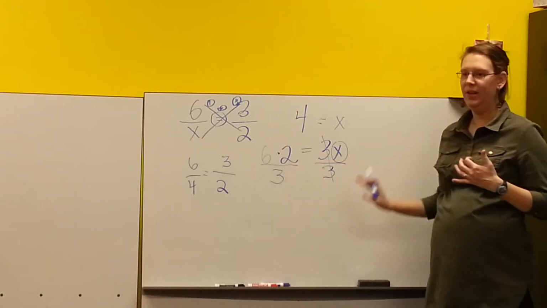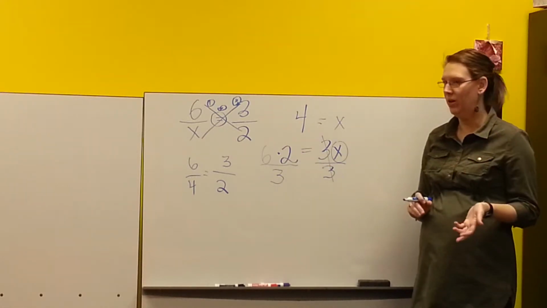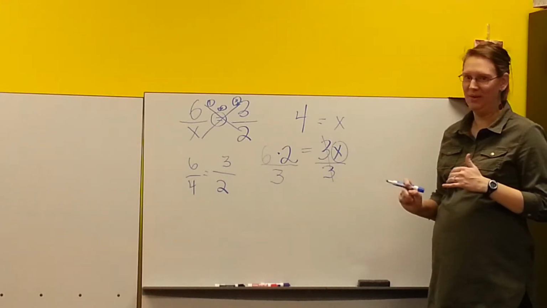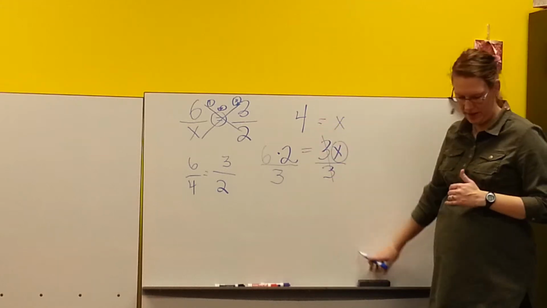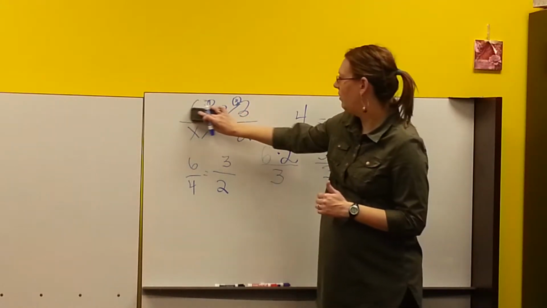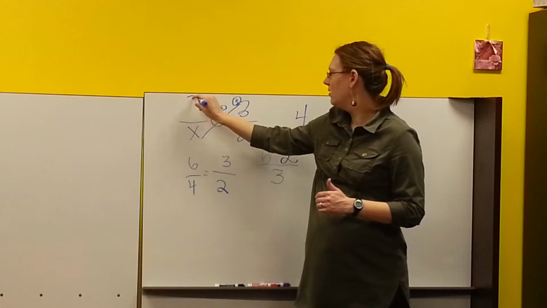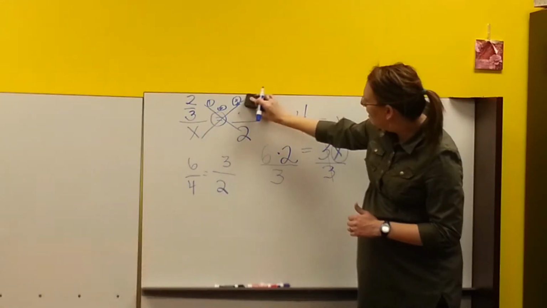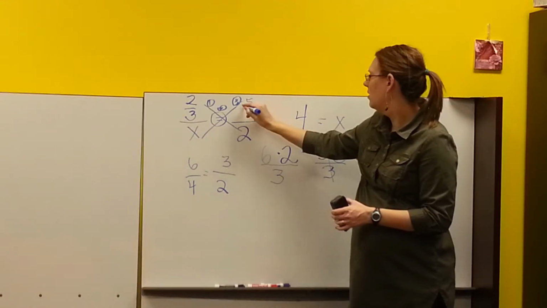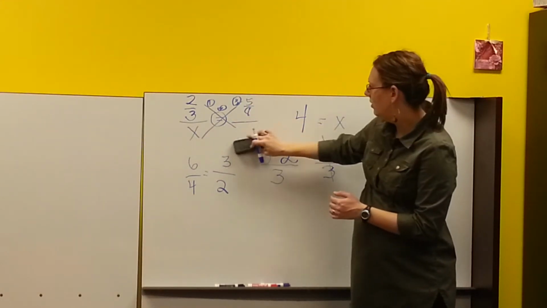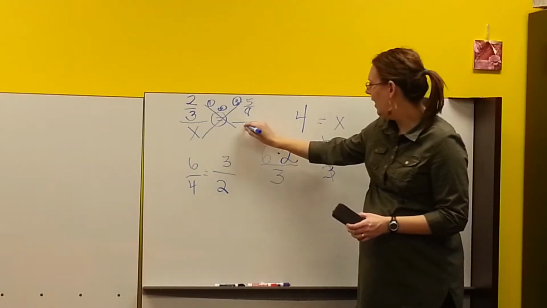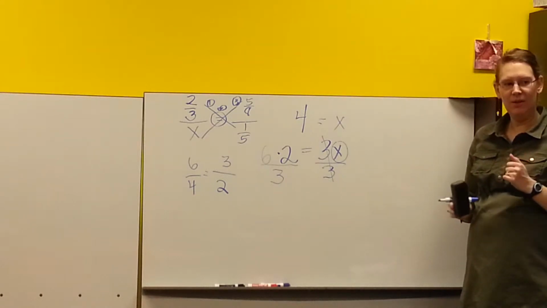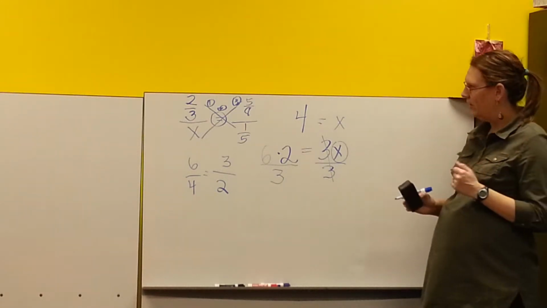Now, you guys are clear on cross multiplication with plain old numbers. But now we're going to sneak those fractions in and work with those guys. All right? So instead of this 6 up here, we're going to replace it with a 2 over 3. And instead of this 3, we've got 5 over 8. And instead of this 2, we've got 1 over 5. Okay?